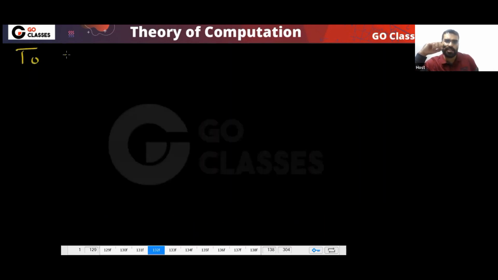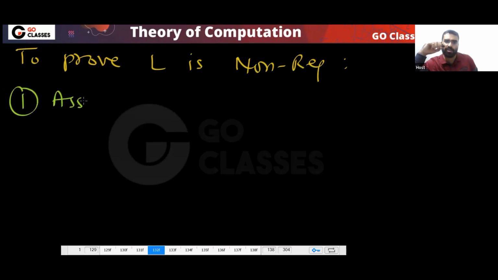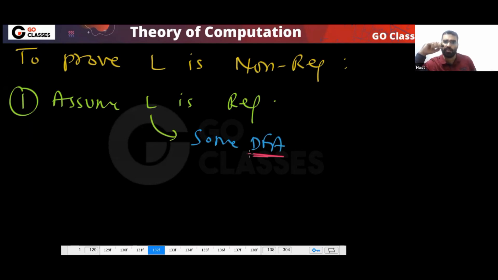Okay, so this is the template to prove L is non-regular. What will you do? First, assume L is regular. It means there is some DFA, and whatever DFA you have, it must have a finite number of states.